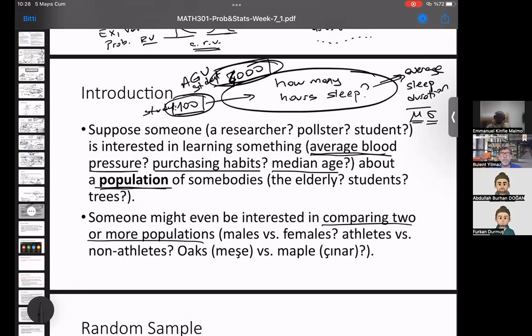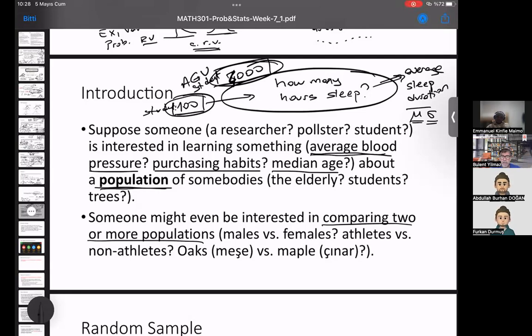This might be an interesting question, but I may not be able to go and ask each and every person in the population. So I choose a subset of the population. We will call it a random sample. It will be a sample.